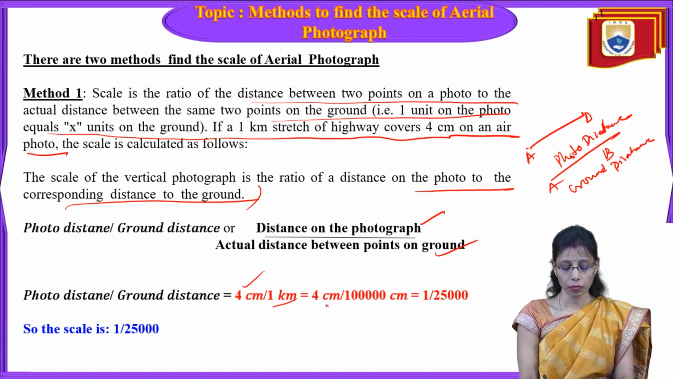So your scale is 4 centimeters by 1 lakh centimeters. Now if you want to convert the scale, 4 centimeters by 1 lakh centimeters means 1 is to 25,000. Okay, 1 by 25,000 is your scale.